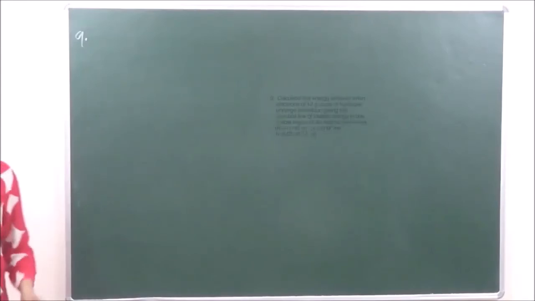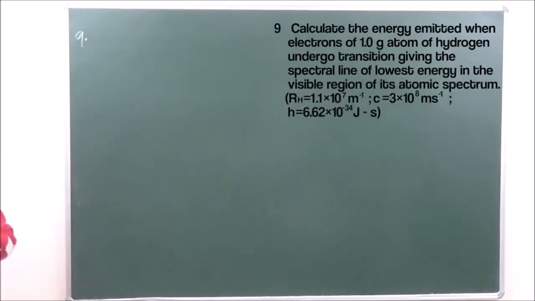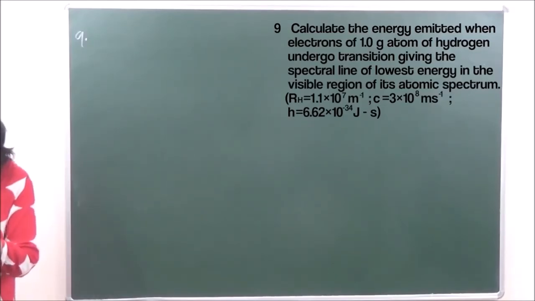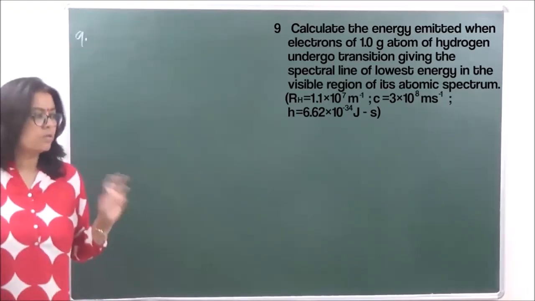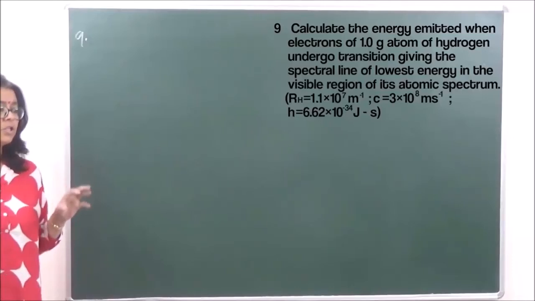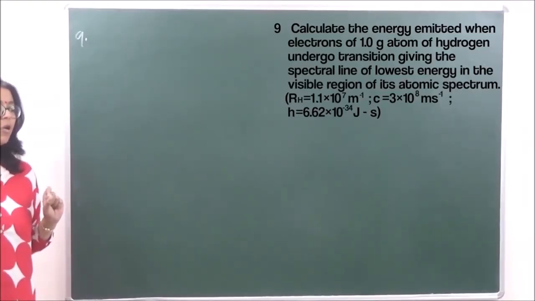Question number 9. Calculate the energy emitted when electrons of 1 gram atom of hydrogen undergo transition, giving the spectral line of lowest energy in the visible region of its atomic spectrum. RH given to us is 1.1 into 10 raised to power 7 per meter. C is also given and H is also given. Now over here, the question is telling us that the transition is in the visible region. So if the transition is in the visible region, the value of n has to be taken according to what?